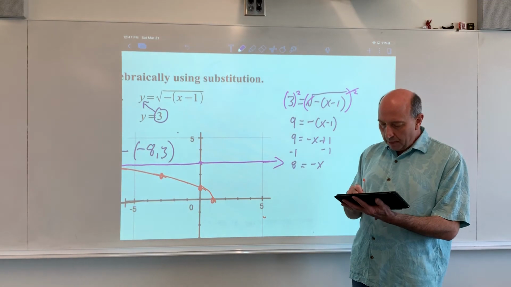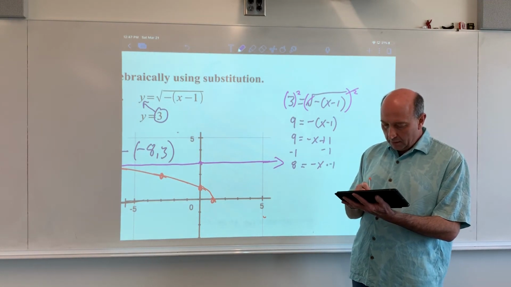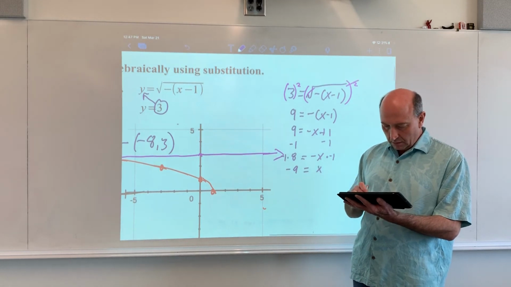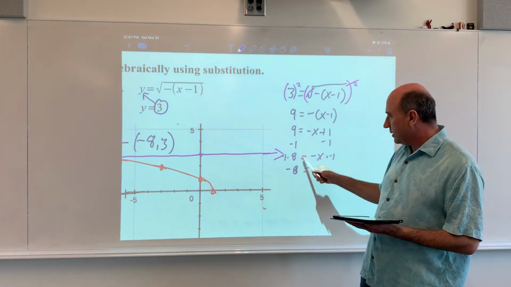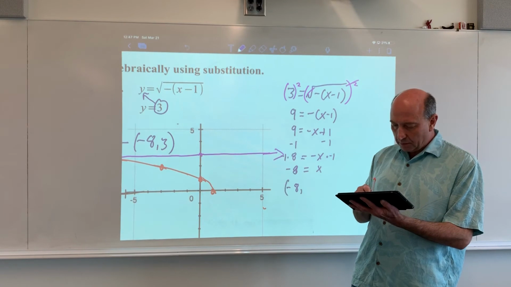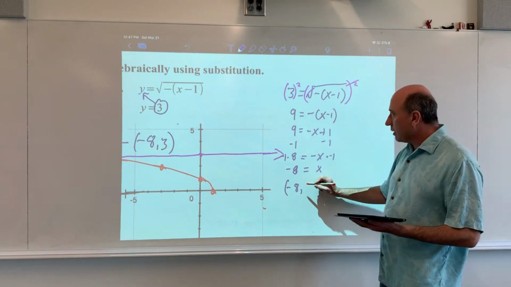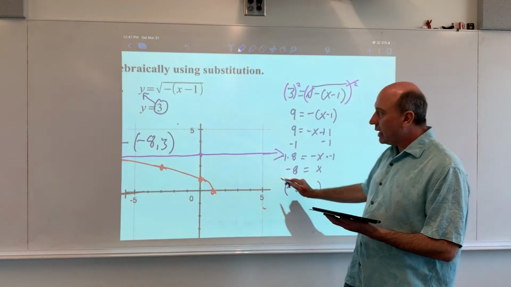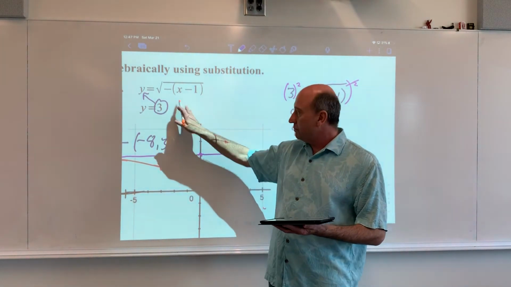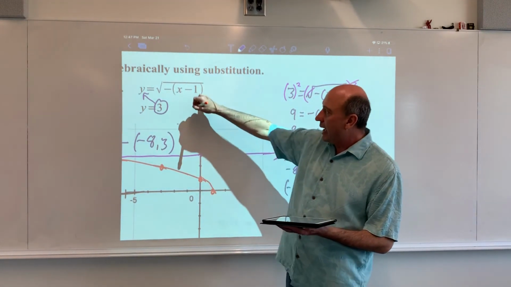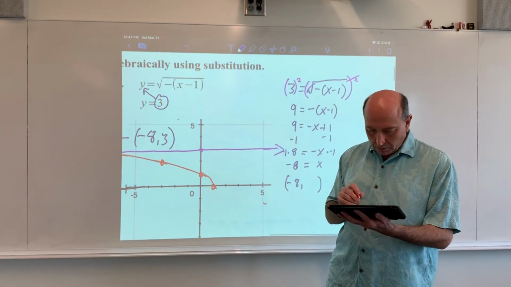I will multiply both sides by a -1, getting -9 equals x. I'm sorry, -8 equals x. -1 times 8 is -8. So my answer is -8 something. I can check my work by plugging it into the top and the bottom. If I plug -8 into the bottom, well, there's no x there, so I just get 3. So hopefully if I plug -8 into the top, I also get 3.